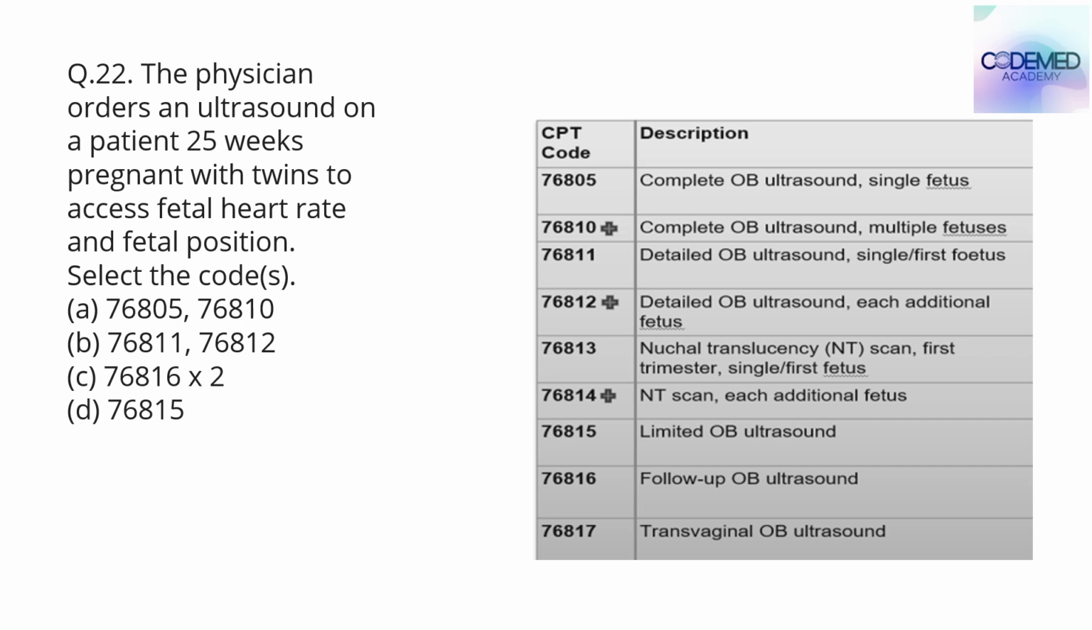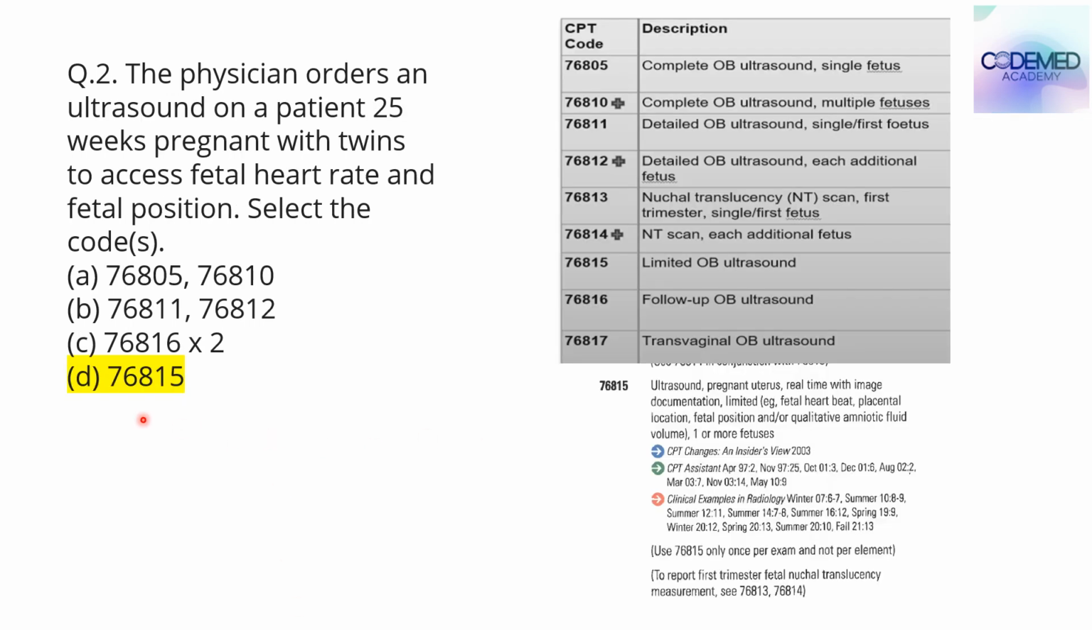Now, let us look at the code. First of all, there is no mention that the patient has come back or this is a second ultrasound. So, I can very well eliminate 76816 because this is for the follow-up. And then we need to check in between the A, B and D. So kindly read all the code languages very carefully and zero down your code. So yes, 76815 is the answer.